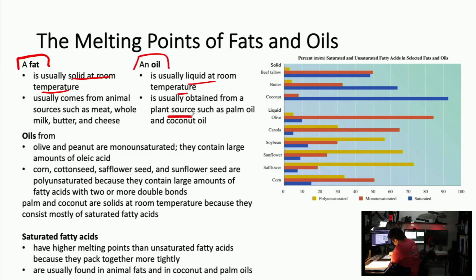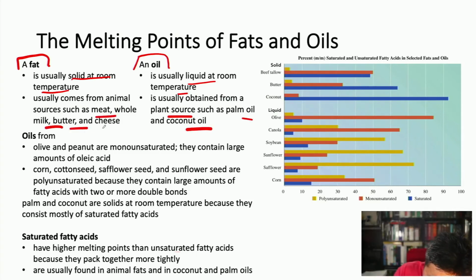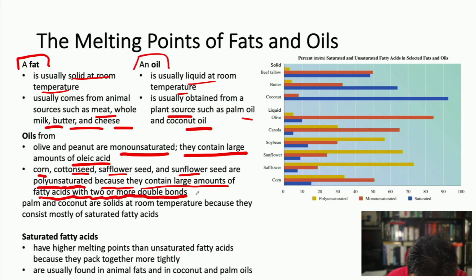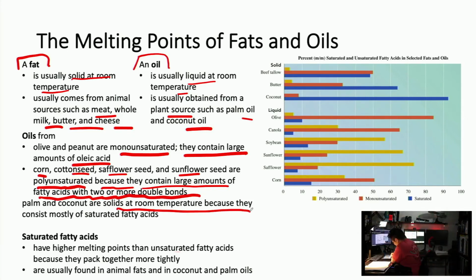Oils usually come from plant sources like palm oil, coconut oil, right? Whereas fats come from meats, whole milk, butter, and cheese, okay? So olive oil and peanut oil are monounsaturated fats, and they contain a large amount of oleic acid, right? And remember, oleic acid is actually liquid at room temperature, right? Corn, cottonseed, safflower seed, sunflower seeds all have polyunsaturated fats because they contain large amounts of fatty acids that have 2 or more double bonds, right? Palm and coconut oils are solid at room temperature because they mostly consist of saturated fats, right?